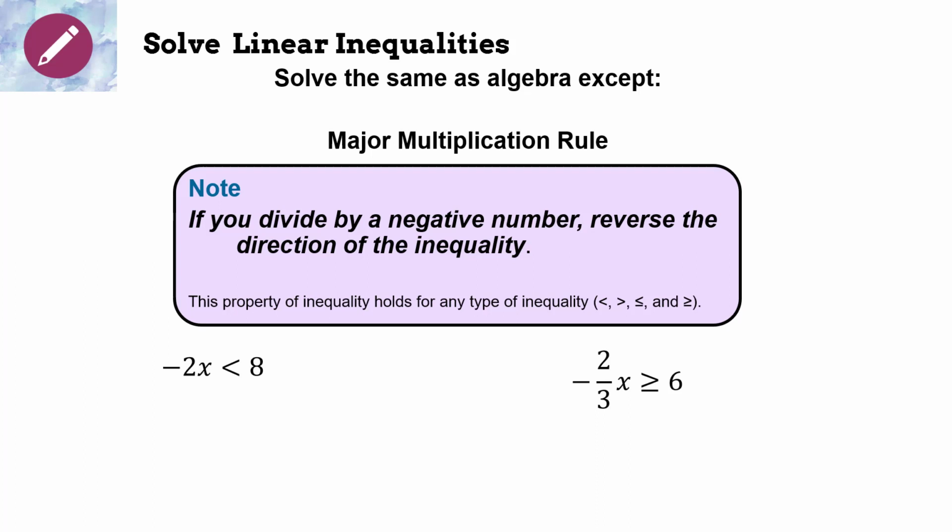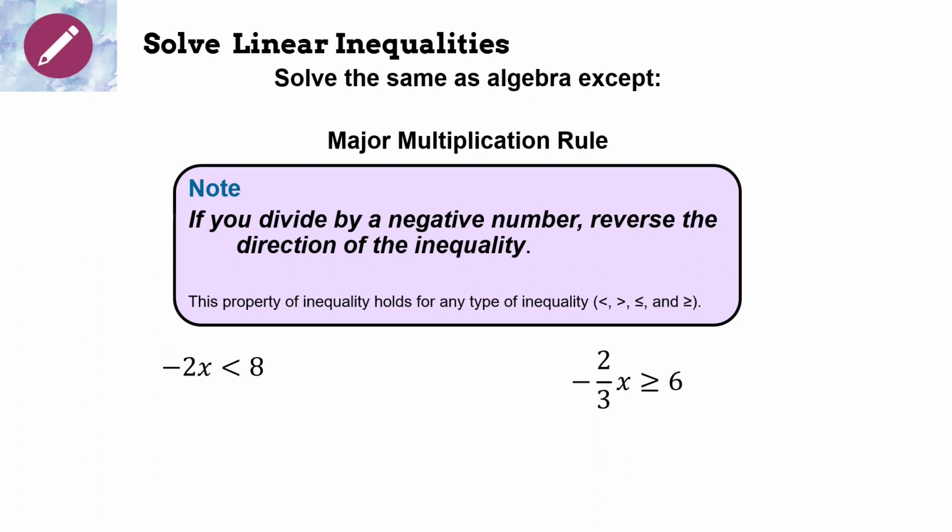Now, solving linear inequalities is exactly the same as we did for algebra, except for a major multiplication rule. And this goes for division too. When we multiply or divide by a negative number, we need to change the direction of our inequality. Let's look at our first example.